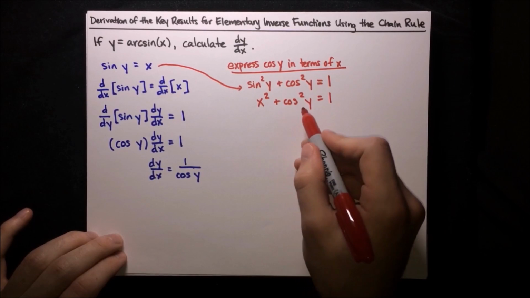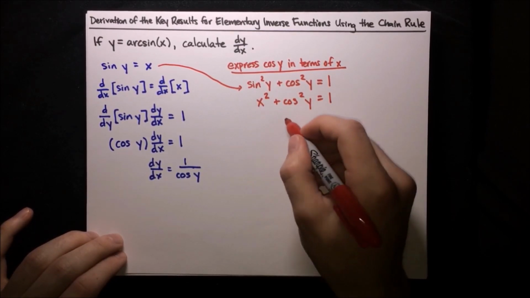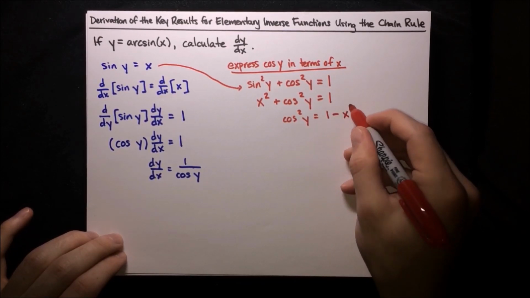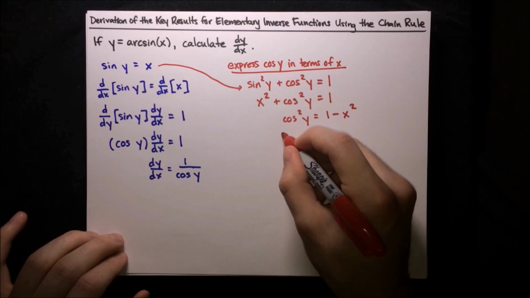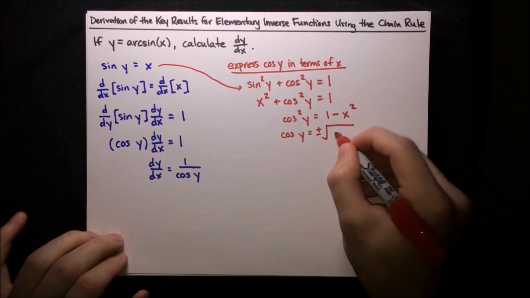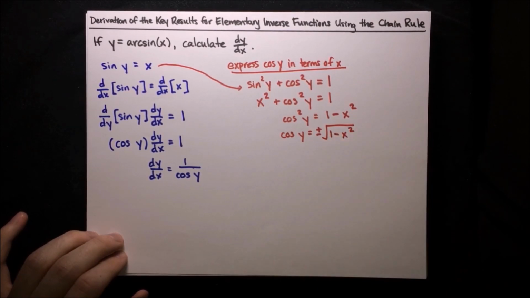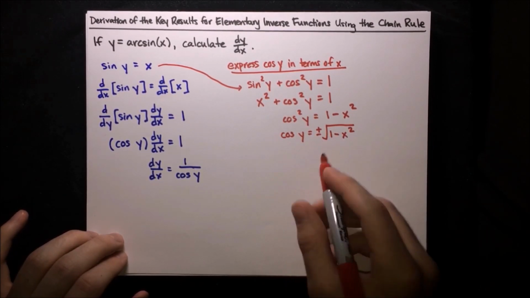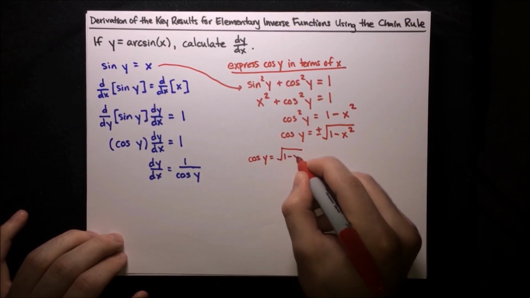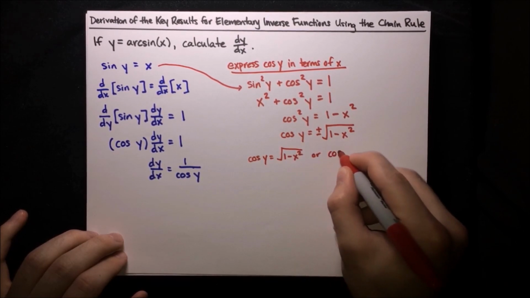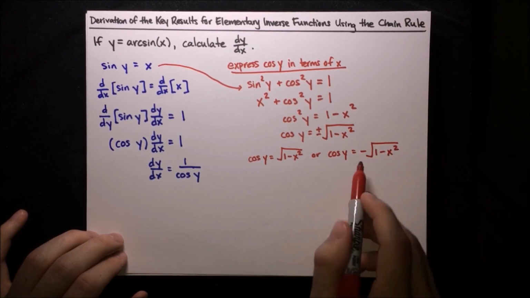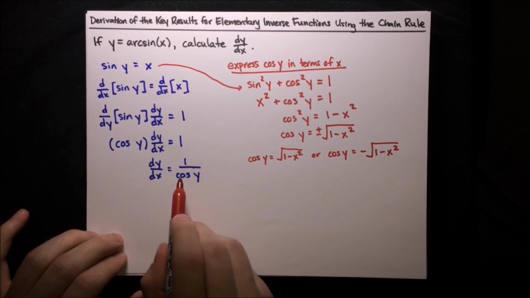And then to solve for cosine of y, we can just subtract off the x squared, get cos squared y equals 1 minus x squared. Then we take the square root, get cos of y equals plus or minus root 1 minus x squared. But hang on, that's two possibilities. That's one possibility, cos y equals positive root 1 minus x squared, or cos y equals negative root 1 minus x squared. So which possibility should we use in our derivative here?